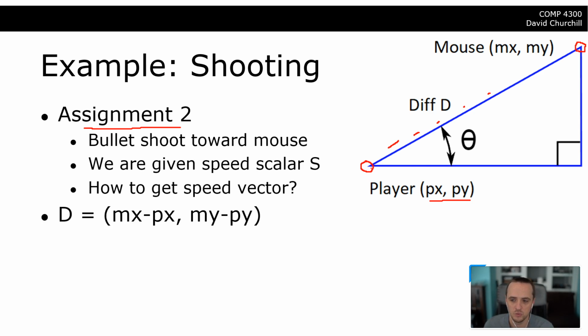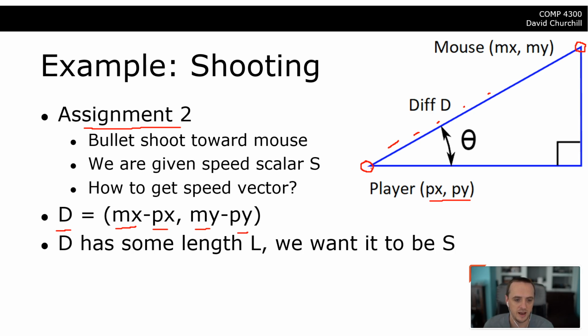So first, what we're going to do is we're going to get the distance vector d. So again, it's the destination minus the origin. So this is the mouse position x minus the player position x, and the mouse position y minus the player position y. Now, d is this vector, right? It's this whole vector right here. And that's going to be L. But we actually want that to be S, right? When we're talking about how much we want this to go every frame.